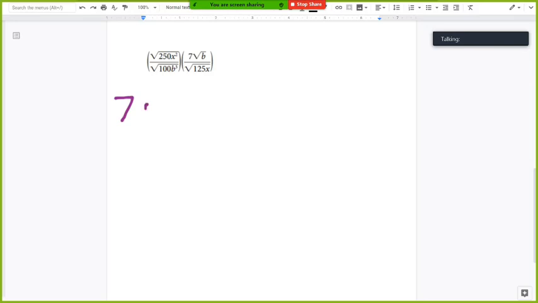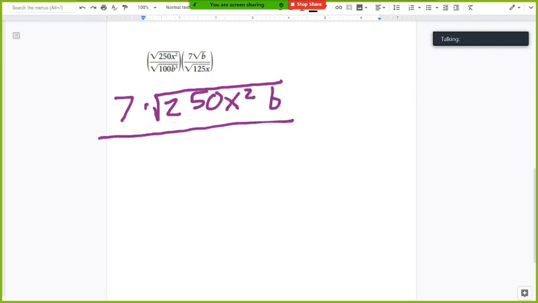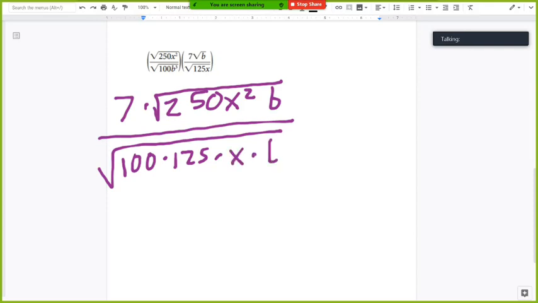So 7 times the square root of 250 x squared b over the square root of 100 times 125 times x times b cubed. Now the reason I'm doing that is it's easier, everything's all lined up. When you multiply radicals with the same index, and these are all square roots because there are no numbers inside the radical part, we can do the multiplication under the radical first. And division works that way too.